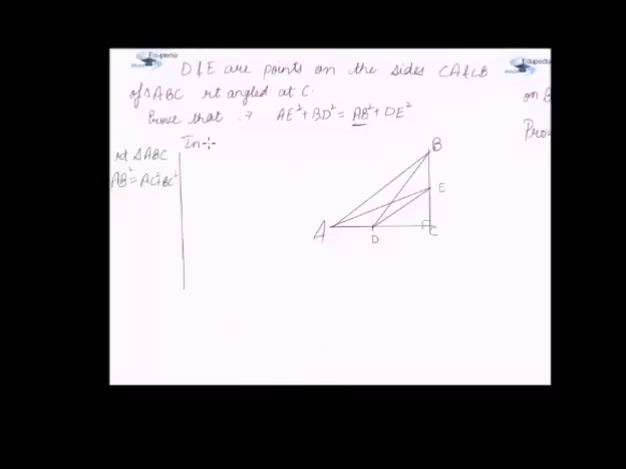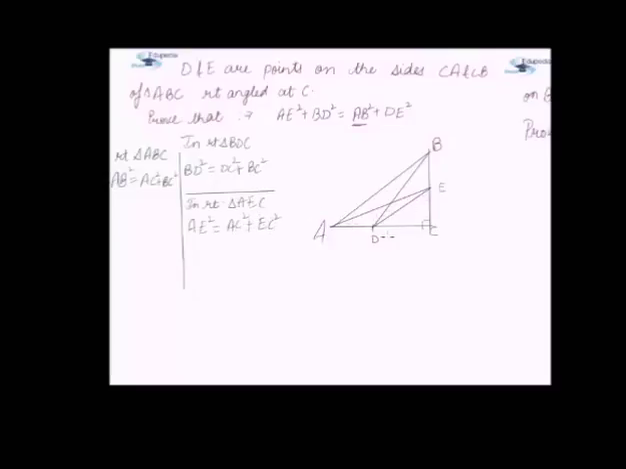So we have in right triangle BDC, BD square is equal to DC square plus BC square. Similarly, another triangle is AEC, which is a right triangle. So we have hypotenuse square, AE square, is equal to AC square plus EC square.